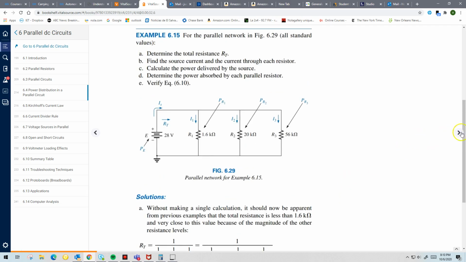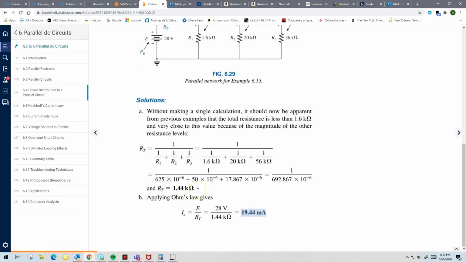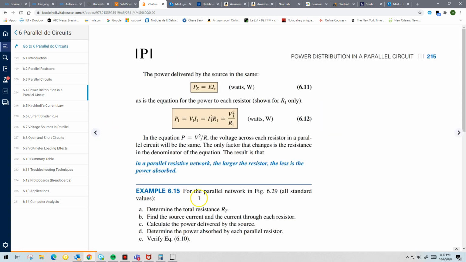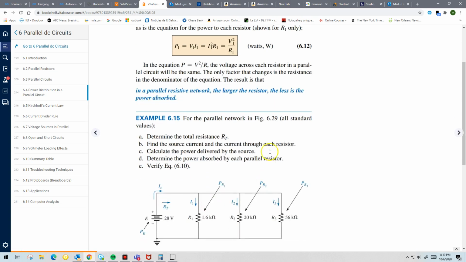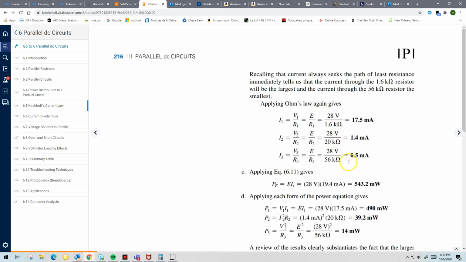And to find the power delivered by the source, let's see, how did they do it here? Oh, they just found the individual currents, and that's fine. Did they ask you for that? Oh yeah, the current through each resistor. Well, no problem, because the current through each resistor should be 28 divided by 1.6, 28 divided by 20, 28 divided by 56, because it's the same voltage across each resistance. Right here, 28 divided by each of the individual resistors gives you each of the currents.